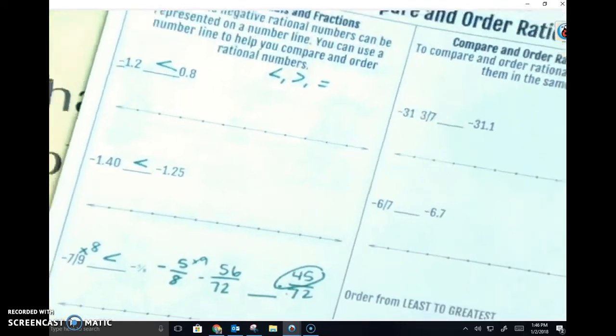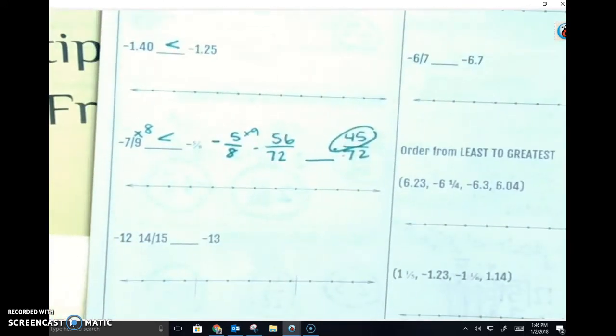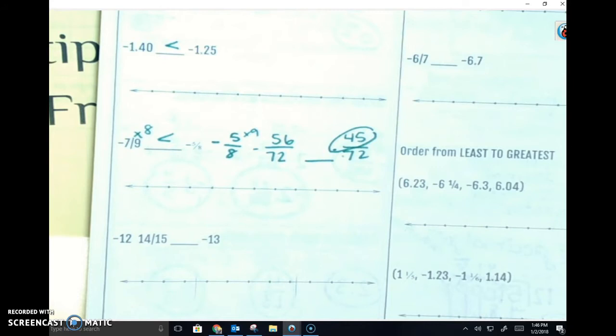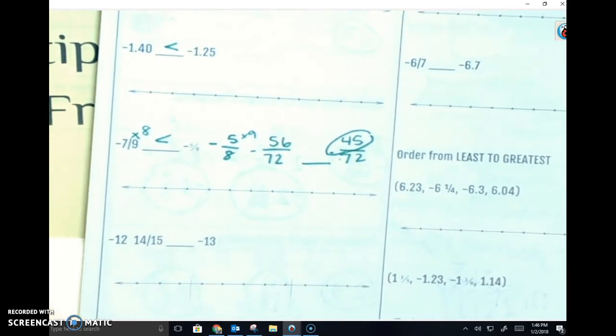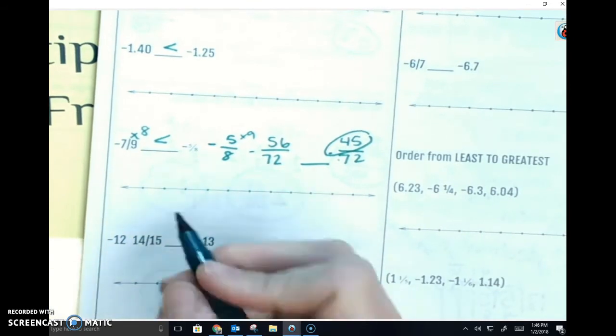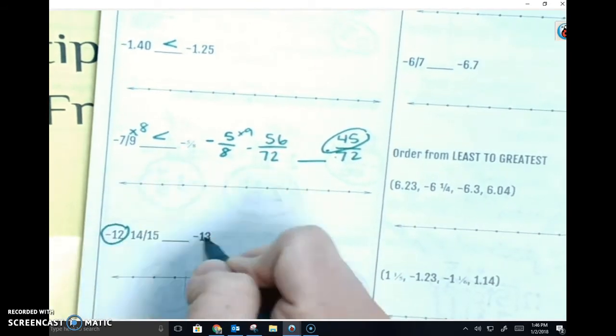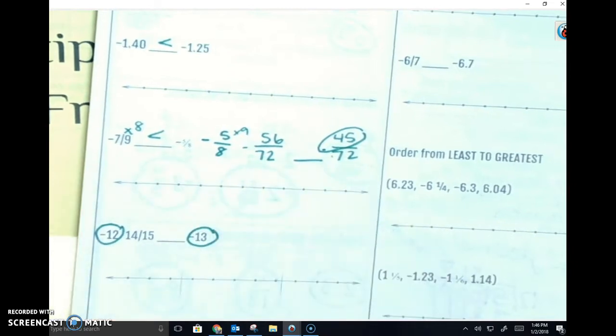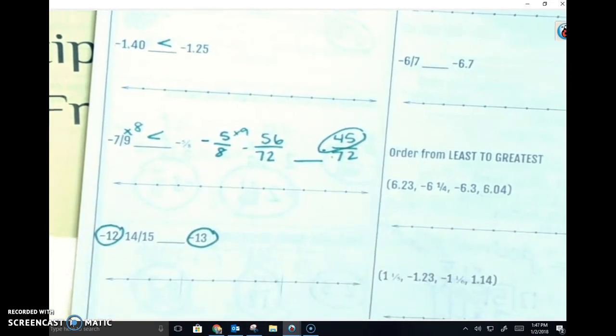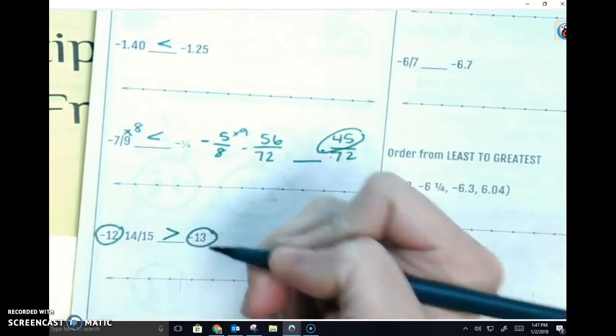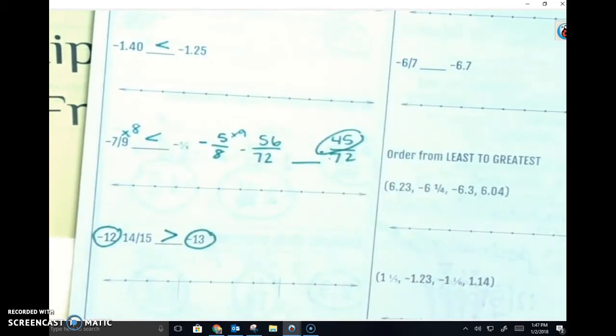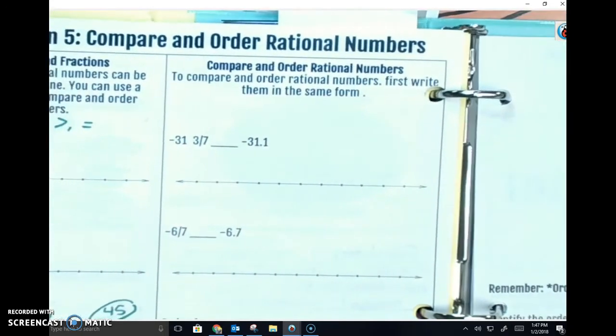And our last one on this side, we have negative 12 and 14 over 15, and then negative 13. The fraction doesn't even matter in this one because this whole number is different than this whole number. So we're just going to take a look at the whole numbers. Negative 12 is going to be closer to 0, so this one is greater than. You see, if you need to use a number line, you can, but I didn't need to in this case, and I don't think many of you do. But if you need to, that's okay.